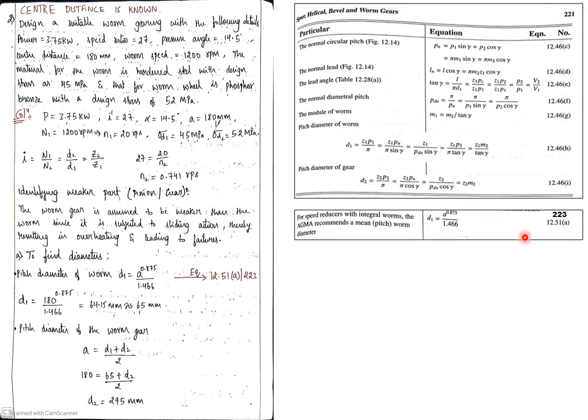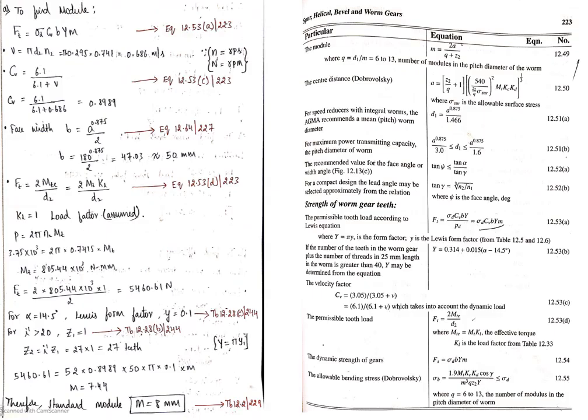You can take it as a to the power of this formula from page number 223. Just substitute the value of A to calculate the module. So this is the center distance. So for the module you can go to page number 223.